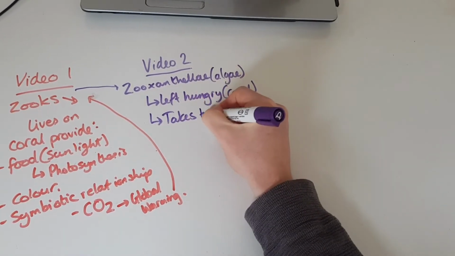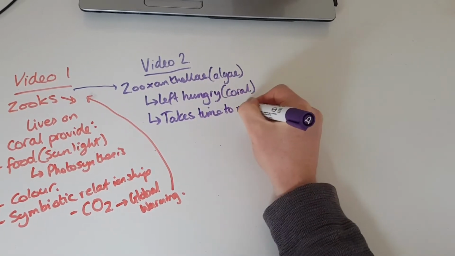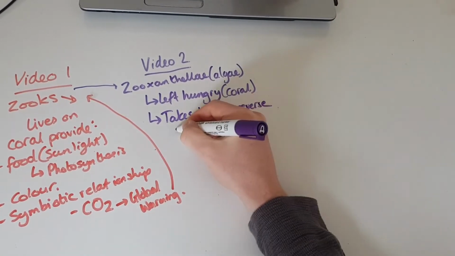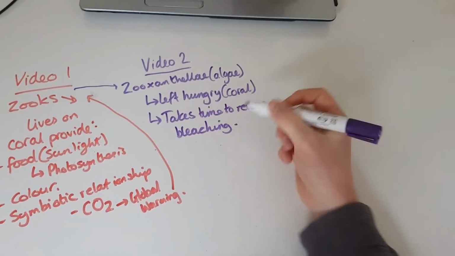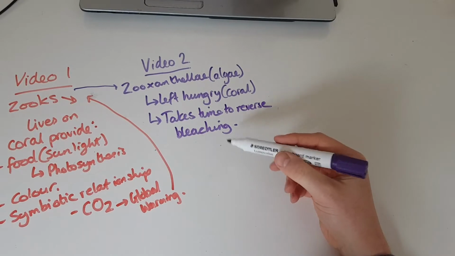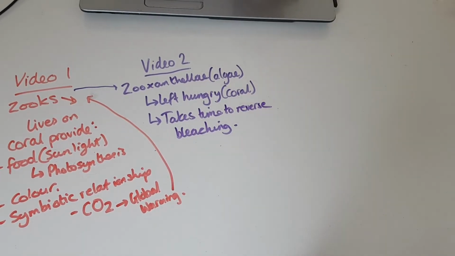It takes time to reverse bleaching, even though it can be done though. It can still be done, which is quite positive we can take away from that.